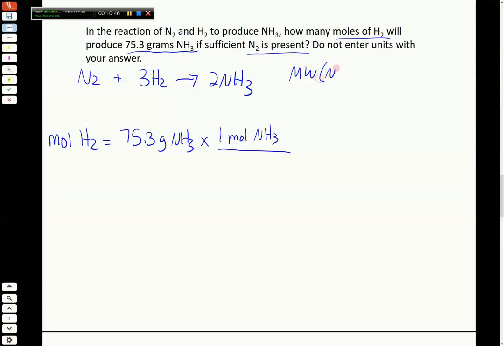The molecular weight for NH3, I'm not going to go through the calculation, is going to be the atomic mass of nitrogen plus 3 times hydrogen, which is 17.03 grams per mole. So we convert to moles by using the molar mass. And we're going to divide by the molar mass so that grams cancel, and we get moles of NH3. Now that we're in moles of NH3, we can calculate moles of H2 using coefficients from the balanced equation.